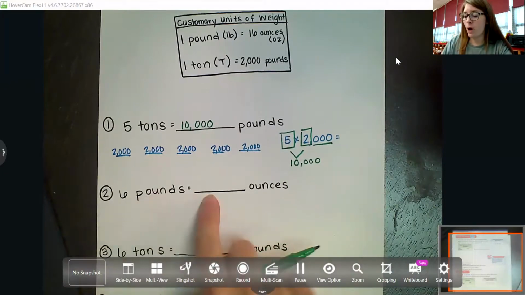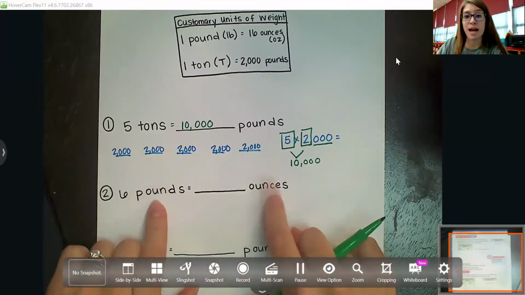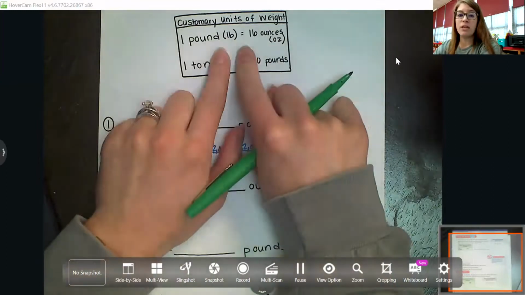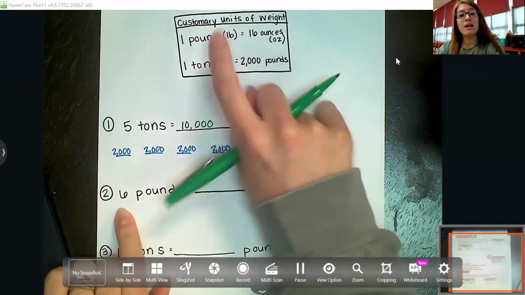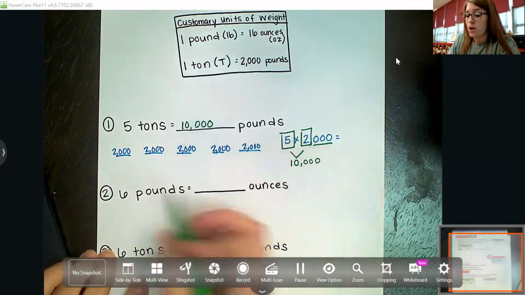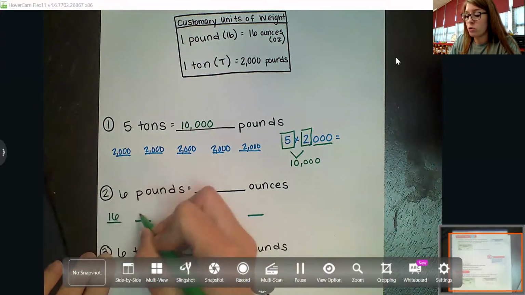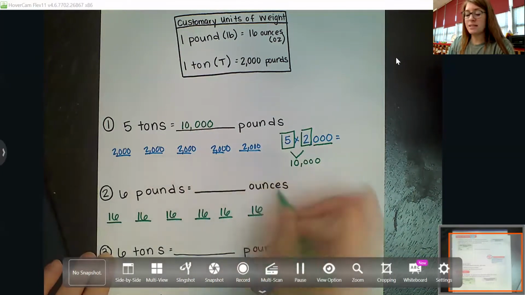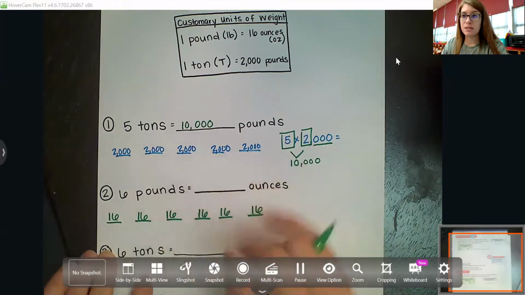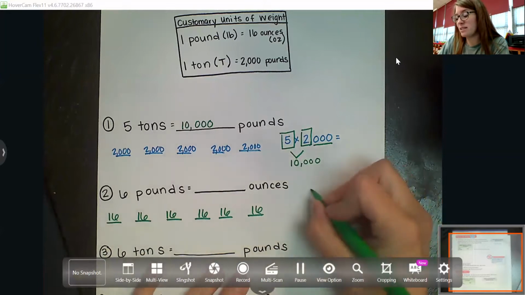All righty, let's look at number 2. 6 pounds equals how many ounces? All right, so I'm going to have to find the conversion that changes pounds into ounces. If I go up here, it's going to be this one. 1 pound equals 16 ounces. So for every 1 pound they gave me, it is 16 more ounces. So got 1, 2, 3, 4, 5, 6. And for each one of those, we've got 16 ounces. Now, same thing, we could add 16 up, 16 plus 16 plus 16 plus 16, etc. Or we can just multiply, which we do know how to do. So we're going to go ahead and do that to make it a little bit easier.